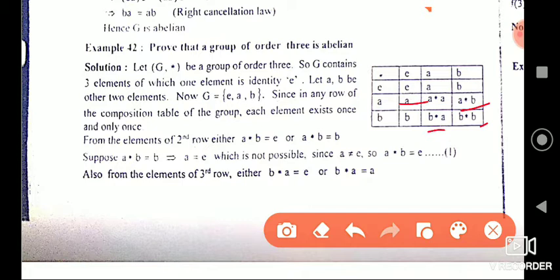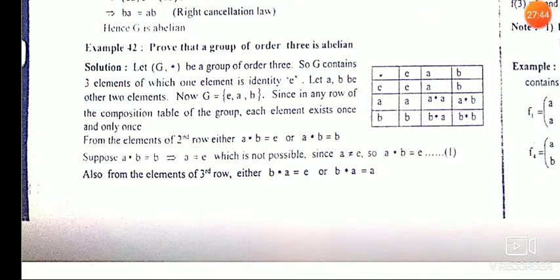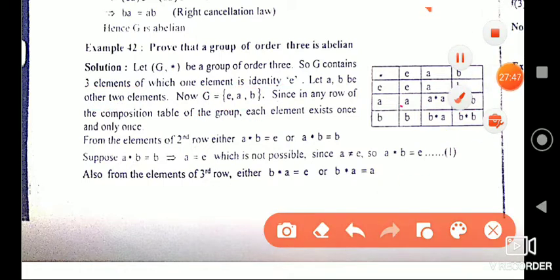So we'll go for the proof. Let (G, star) be a group of order 3. So G contains 3 elements, of which one element should be the identity E. Let A, B be the other 2 elements. Now G has 3 elements, that is E, A, B. Since in any row of the composition table of the group, each element exists once and only once, we cannot have one more A here. Since once A came here, we cannot have A in these two.